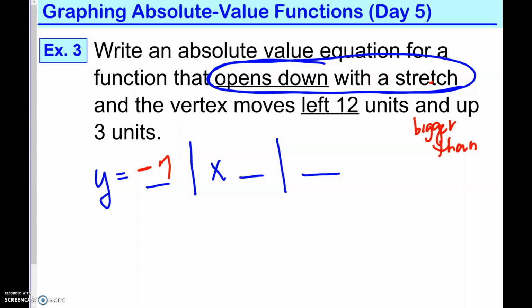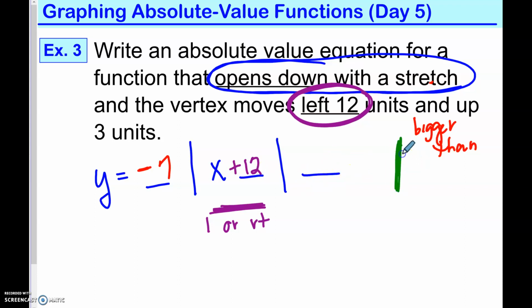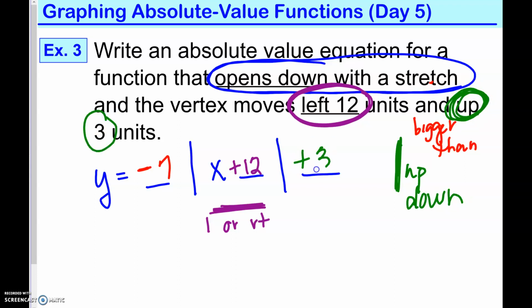All right, now we need the x value. X value goes this way. So remember, we're looking for either left or right. All right, and the vertex moves left 12. If this is left 12, left makes me think negative. Remember, I have to put the opposite. So I'm going to put a plus 12. And then the last thing here is on the end, we're talking about a vertical up or down situation. And this one says up. So we're going to go up 3 units. Up means plus 3.